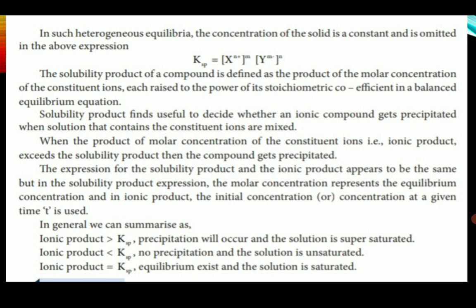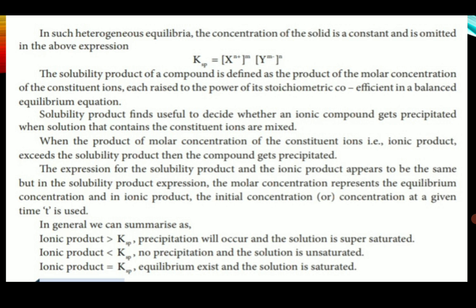The constant is known as solubility product, which is represented as Ksp, which is equal to X n plus concentration power m, Y m minus concentration power n. The solubility product of the compound is defined as the product of the molar concentrations of the constituent ions, each raised to the power of its stoichiometric coefficient. That is the number which is used before the species in a balanced chemical equilibrium equation, known as the stoichiometric coefficient.